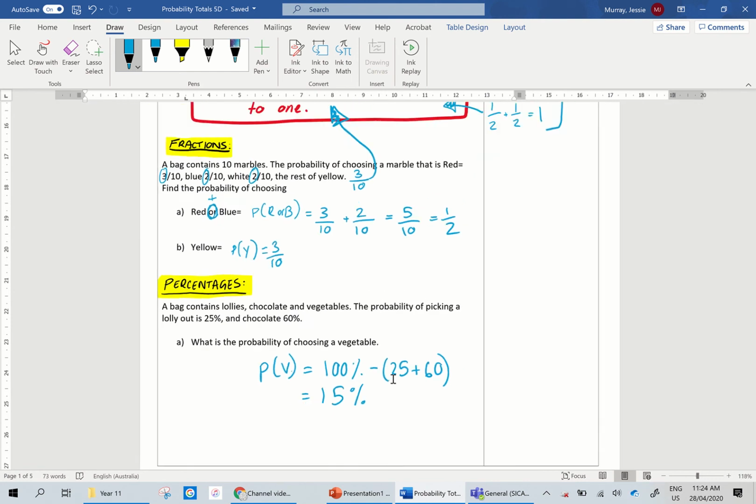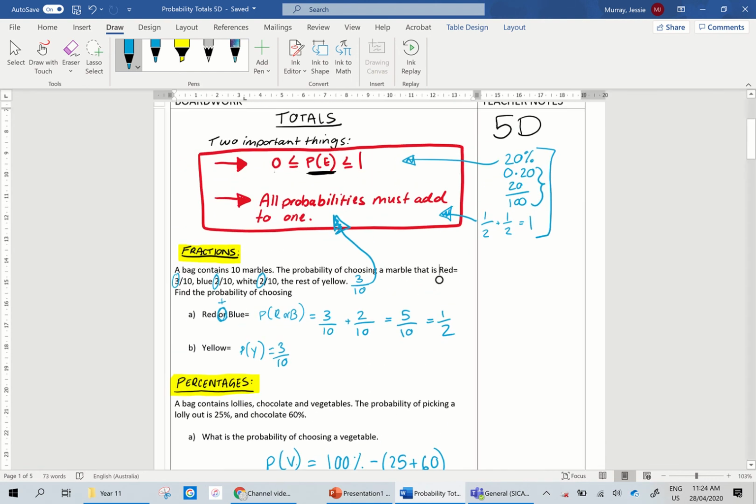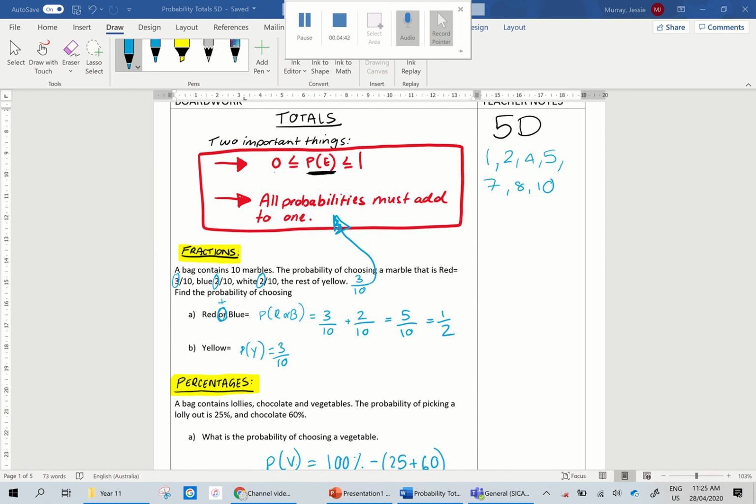So, really nice basic 2 ideas about probability and just practicing them and some more probability. Okay, here's the questions I want you to do in 5D. All letters on each one of those questions. And if you're finding it a bit straightforward and you want a bit more of a challenge, have a go at questions 11 and 12 in level 3. Otherwise, these are the minimum.